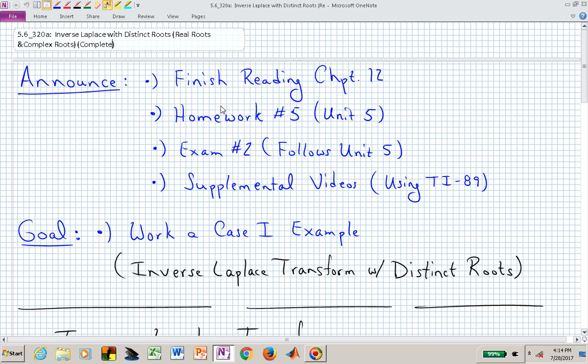We're still in Unit 5, which means we are concerned with inverse Laplace transforms, and in this particular case, we're going to look at inverse Laplace transform with distinct roots, and those distinct roots will be real and complex.